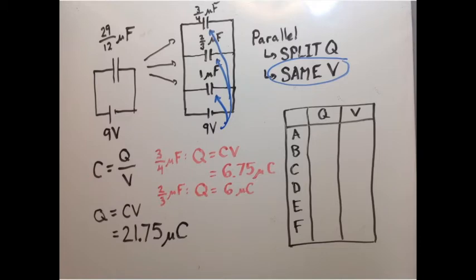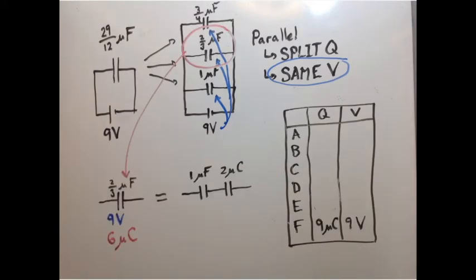And the 2/3 microfarad is going to have 6 microcoulombs, because 2/3 times 9 volts, since they all get 9 volts, is going to be 6. And the 1 microfarad capacitor gets, easy math, 9 microcoulombs. Great. Now going back to our rule for parallel capacitors, again, we use the idea that they all have the same volts to figure out the charge on all of them. But notice, if I add up those 3 charges, they add up to 21.75, which is what I said the total charge on the system had to be in the first place. All right, so brilliant. It works out the way that we said it would.